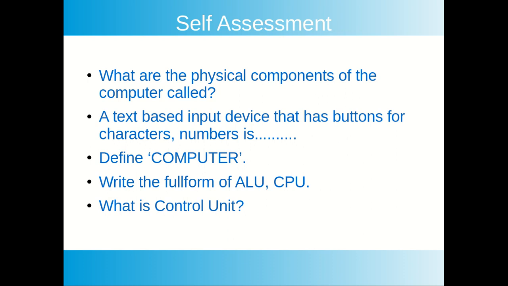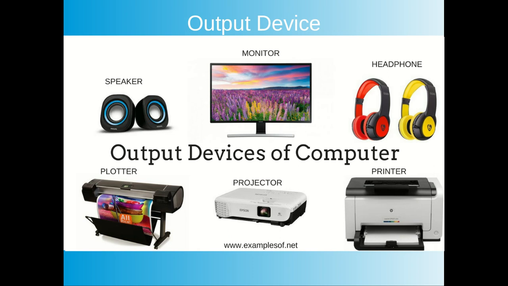Now, coming to the next part, that is output devices. Children, once you give the input and the computer processes it, it is very important to see the processed data. Processed data is nothing but the output. And to see this output, you will need the output devices. The first basic output device you will need is the monitor.